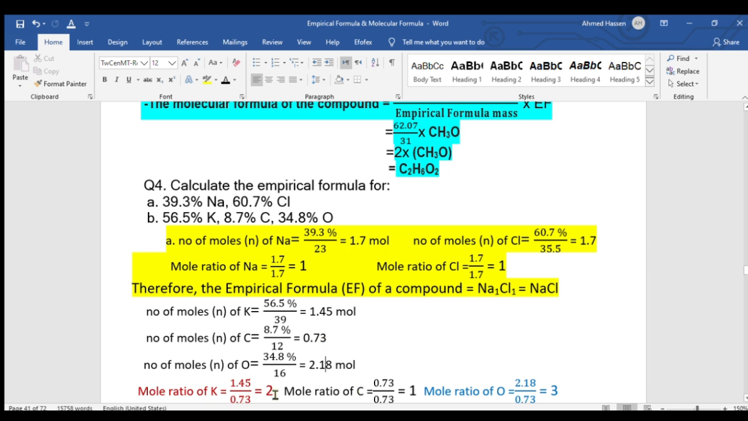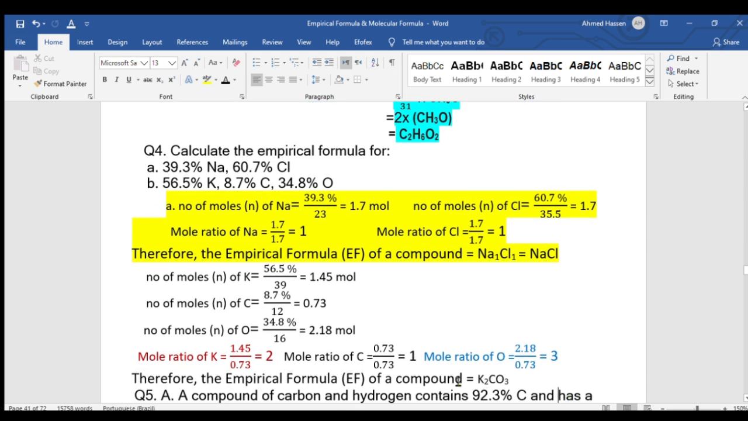And the mole ratio of potassium is equal to number of moles over the smallest number of moles, which is equal to nearly 2, and the mole ratio of carbon is equal to 0.73 divided by itself, 1, and the mole ratio of oxygen is equal to 2.18 divided by 0.73, which is equal to 3. Therefore, these are the subscripts, that is 2 belonging to potassium, K2, C1, O3. That means K2CO3 will be the empirical formula of the compound.